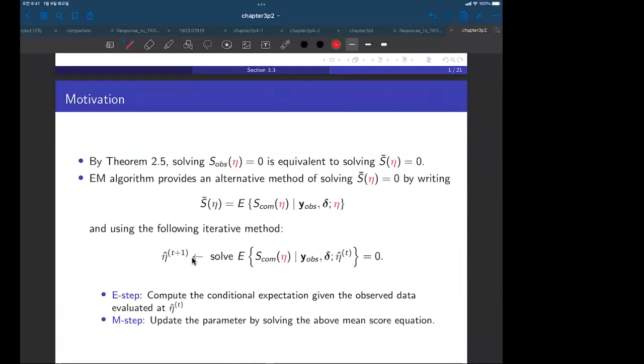So we studied that the observed score function is equivalent to the mean score function. Now let's take a look at the mean score function more carefully. This mean score function is a conditional expectation of the complete sample score function, and it depends on the unknown parameter eta. So we have a parameter dependency in two places: one is in the original score function, and the other is in computing the expectation.